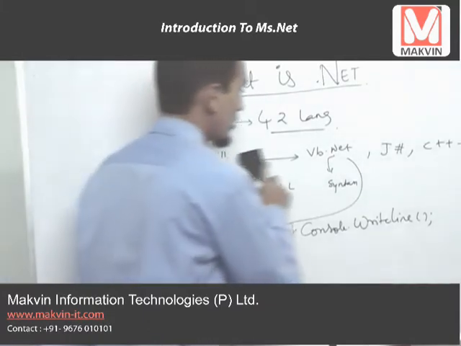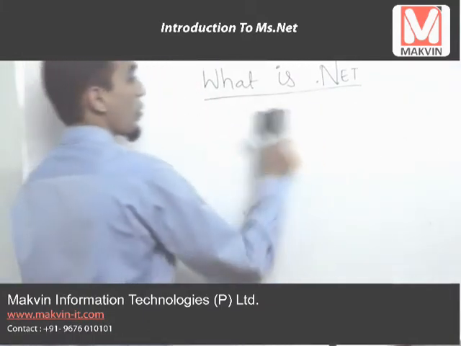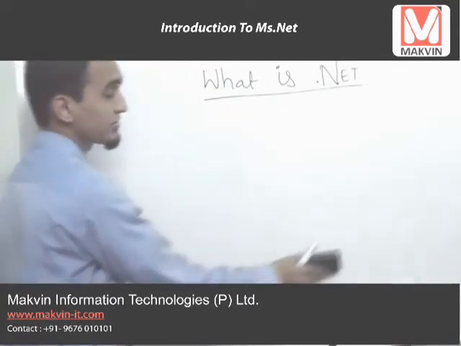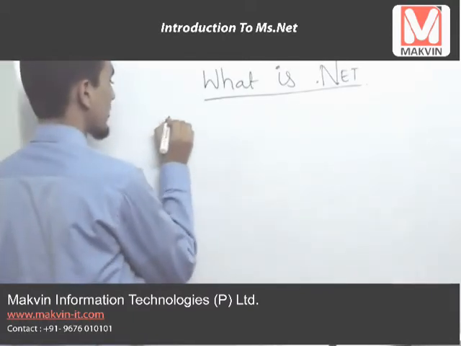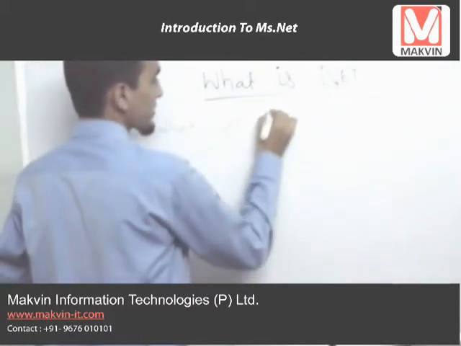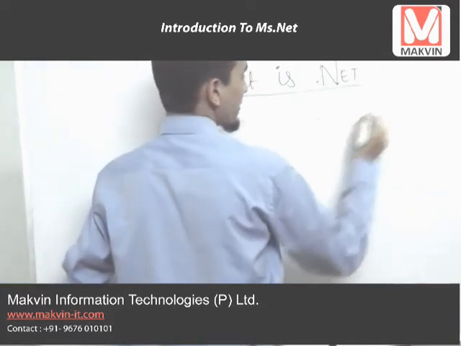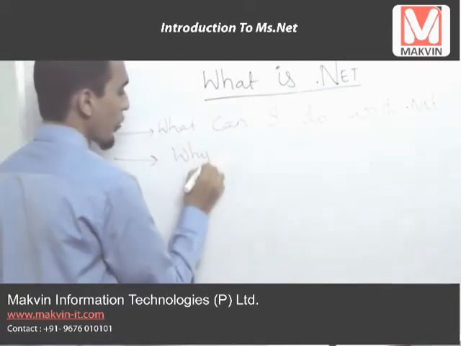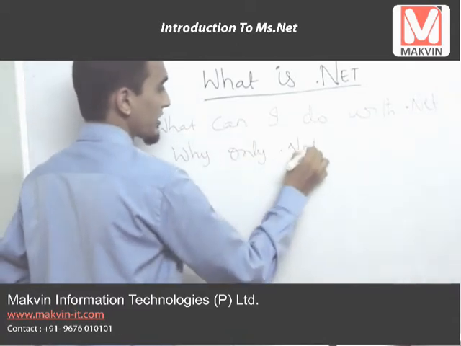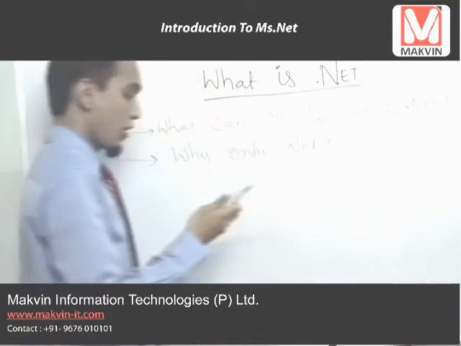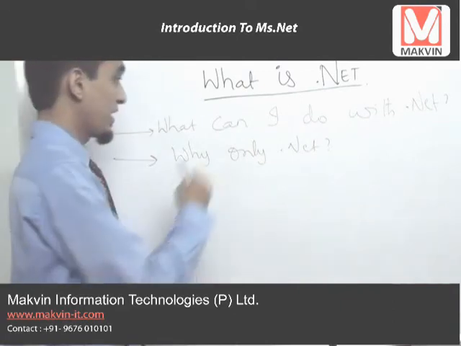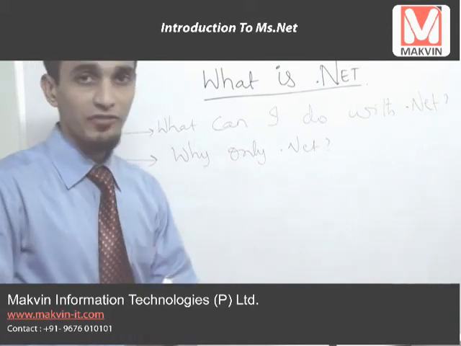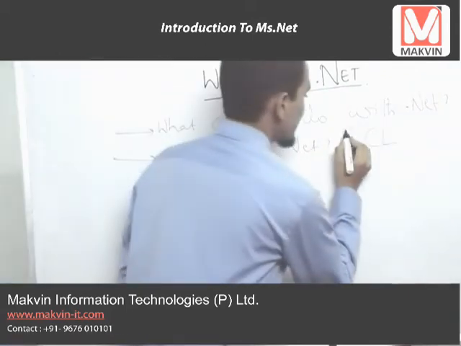Now, we have seen two things till now. The first is what can I do with .NET, and the second is why only .NET. First, we have seen that I can develop any kind of application with .NET. Why .NET? Because .NET supports multiple languages with a common class library called, and this is very important, the framework class library.